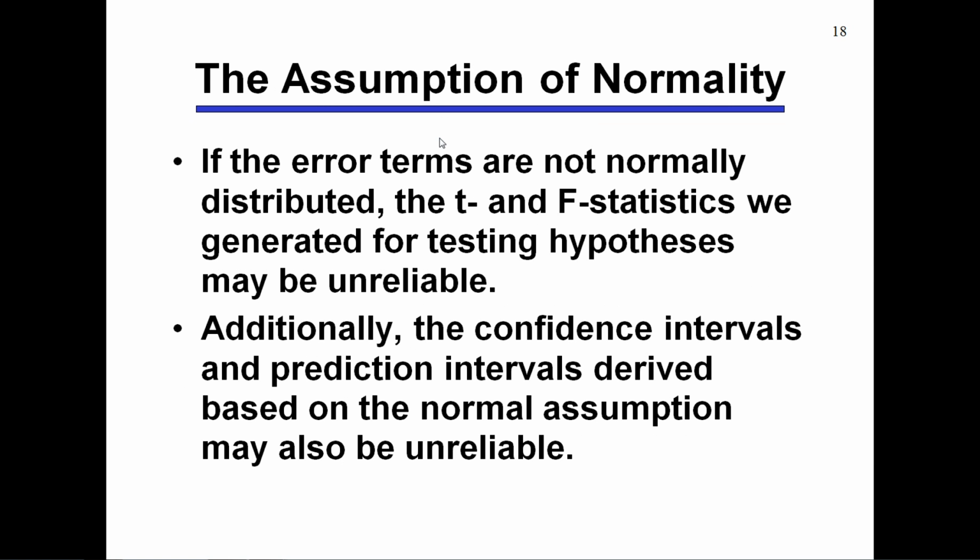Now, the assumption of normality. This gets most of the ink in most textbooks, and it is important. It turns out, however, that departures from the assumption of normality are not always debilitating. But clearly, the F-test, the T-test, the way we build confidence intervals and prediction intervals, all of that was predicated on the notion that these random error terms are normally distributed. So clearly, if those random error terms are not normally distributed, then these things could be problematic.